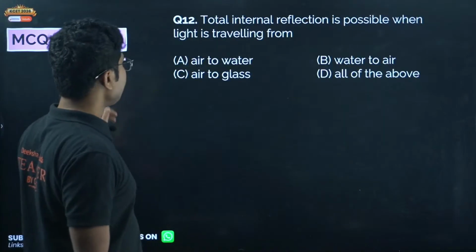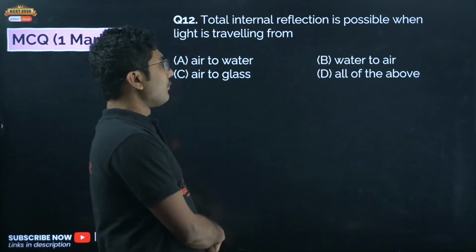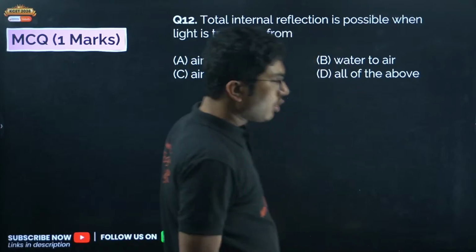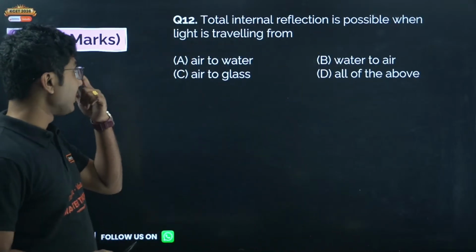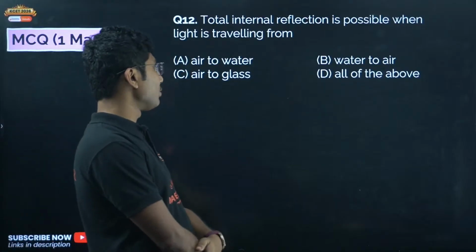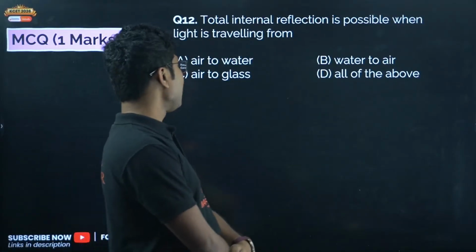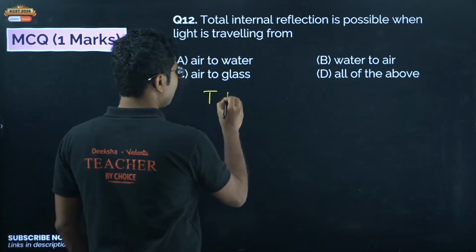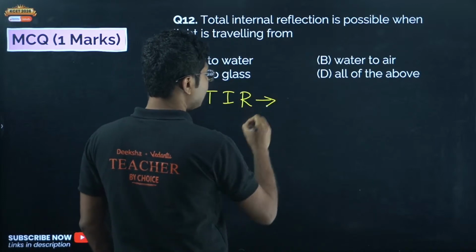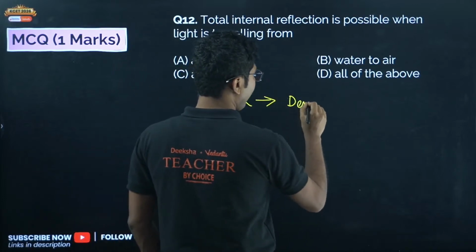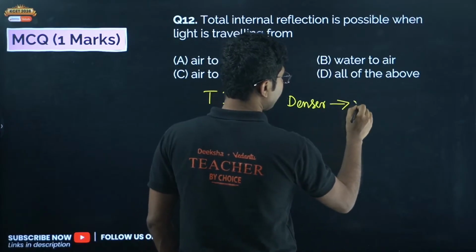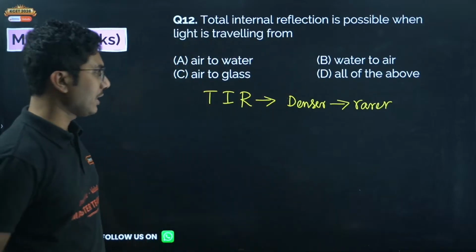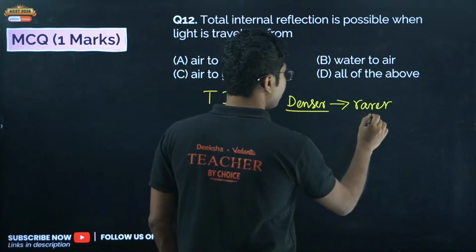Now next question. Total internal reflection is possible when light is traveling from air to water, water to air, air to glass, all of the above. Now total internal reflection is possible when light is traveling from denser to rarer medium. It is not possible in the opposite sense. Okay, so light must travel from denser to rarer medium.